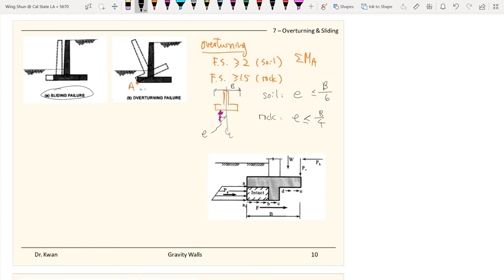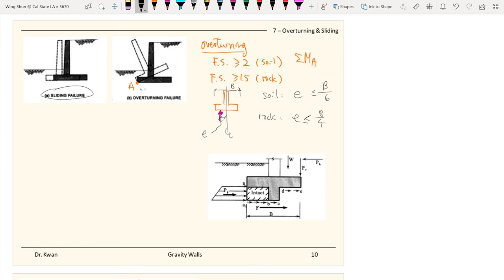And again, if this E ends up greater than the requirements, then you will be in an iterative process. The engineers need to go back to the design and change the dimensions of the footings, or reduce the weight of the backfill, so using lightweight backfill material. Or if those things don't work, then you may need to think of an alternative, a different wall type, or maybe you need deep foundations in conjunction with the cast-in-place gravity walls. So that is the overview of the overturning issue.